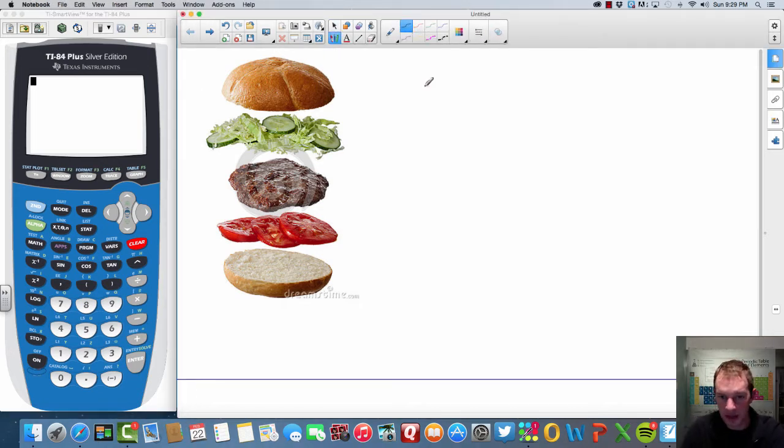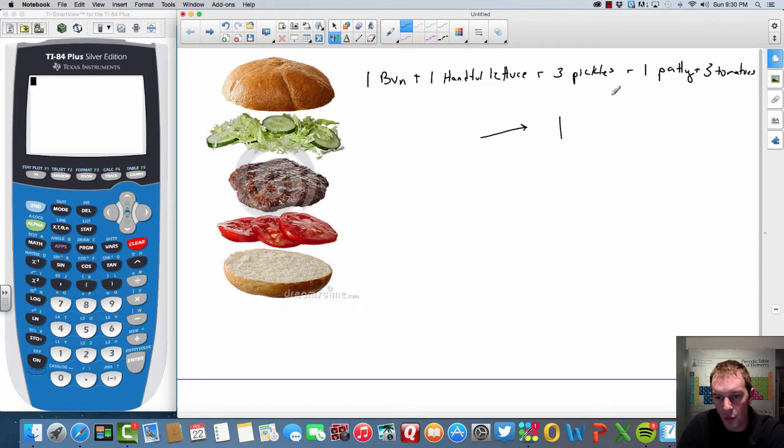So when we look at what's happening here for this hamburger, we can notice that one bun plus, I don't know, we'll say one handful of lettuce, plus 3 pickles, although those look a little bit more like cucumbers, but we'll go with pickles, plus 1 patty, as in hamburger patty, plus 3 tomatoes, and that's going to give us 1 burger.